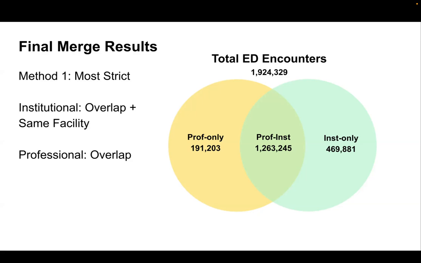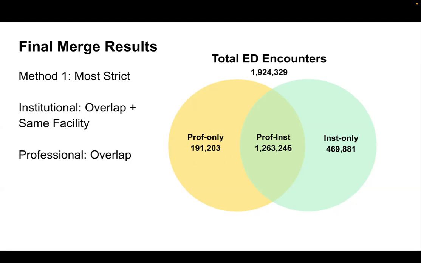So, okay, with that all out of the way, let's walk through some results. We've gone through the method, building the base encounter, assigning professional claims. This first method is the most strict method, and for institutional, it's basically method A. We require overlap, so no adjacent, plus or minus 1 day. We're not doing any of that here, and we require the same facility before we merge to create the base encounter. And then for professional, we just look at strict overlap. This results in a little over 1.9 million ED encounters, and you can see the breakdown here.